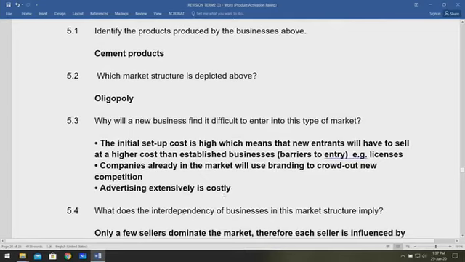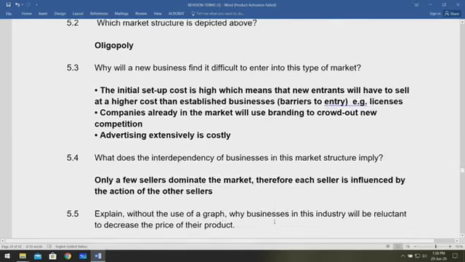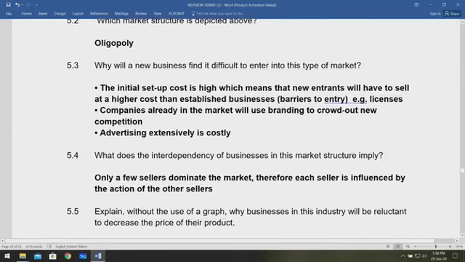Right, what does the interdependency of business in this market structure imply? Only a few sellers dominate the market. Therefore, each seller is influenced by the action of the other sellers.